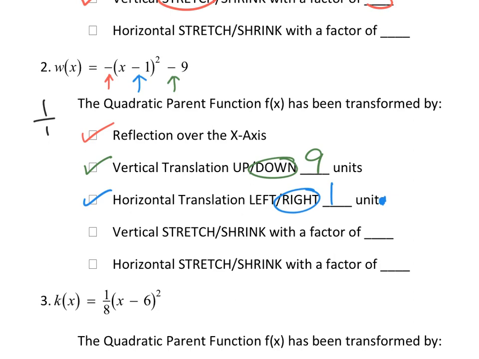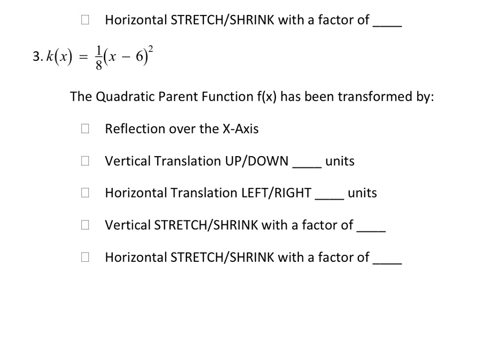I'll give you a hint on number 3. I'm going to point at the things with some arrows that you need to tell me about. Don't say it out loud, but what did 1/8 do when it's multiplied in the front? And what did -6 do when it's inside the parentheses? Keep thinking. All right, my friends, since there's a 1/8 multiplied in the front, that's going to be one of my stretches or shrinks because it's the A value.